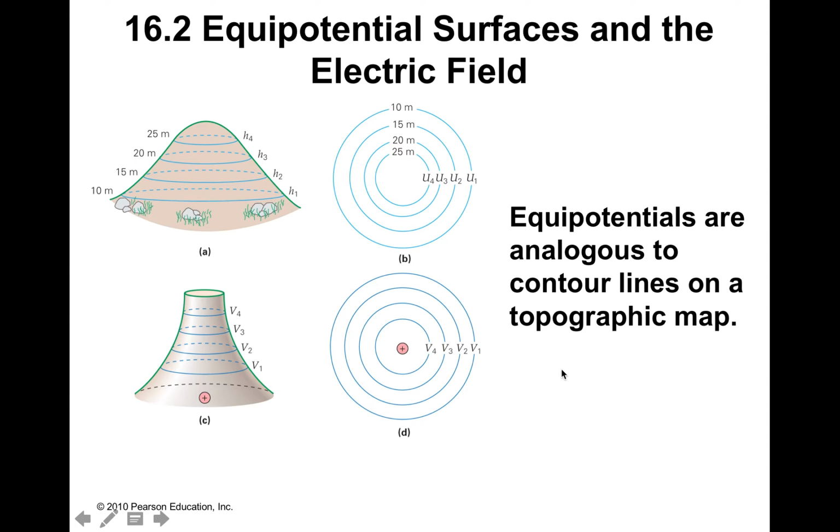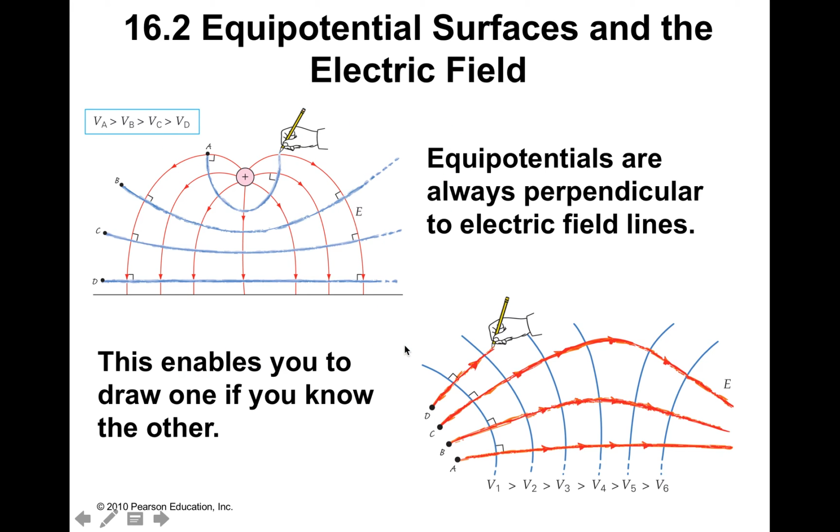All right, equipotential lines are analogous to contour lines on a map. Here's my positive charge, this is V4. See, look, V4 gets bigger and bigger as I get closer and closer to this charge. The voltage gets higher and higher. Equipotential lines are always perpendicular to electric field lines. Kind of remember that. That's a little thing that I like to throw on the conceptual part of your exam.